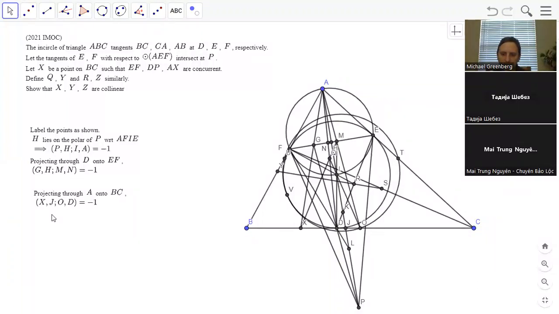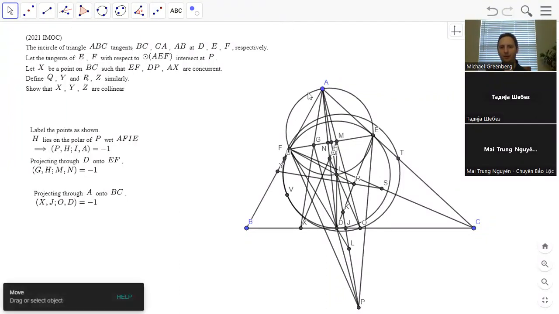Let's see. So yeah, maybe so XDJO. Maybe we could project through M onto AD instead of AP. So then you get QD, QDO. Oh, wait a sec. It's the same as saying that MJ is parallel to AD, right?